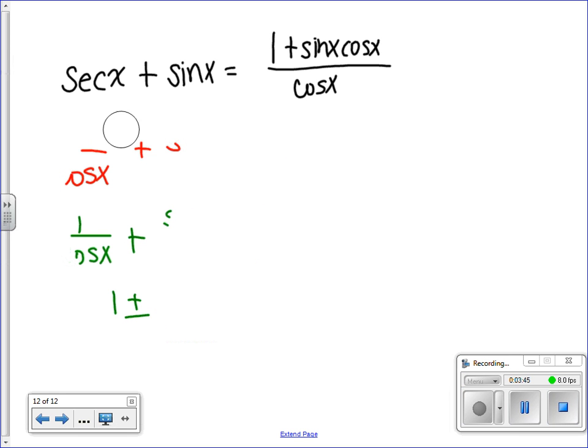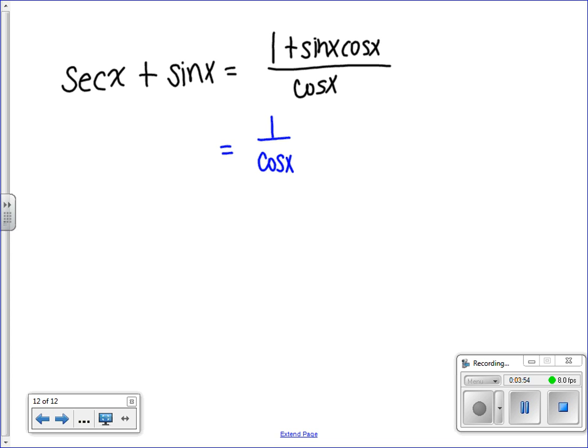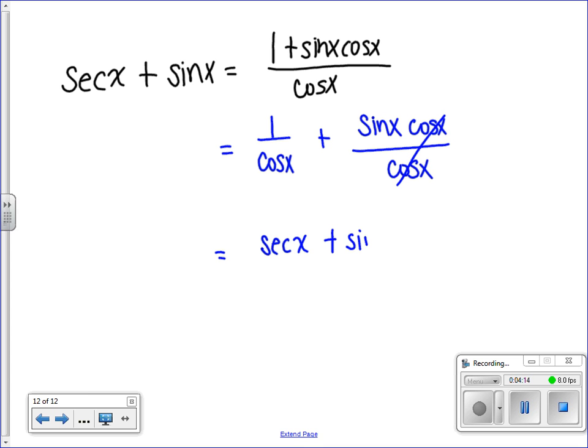And now let's split up this fraction over here. So now I'm going to rewrite this as 1 over cosine of x plus sine x cosine x over cosine of x. See how you can split that up? If you give that denominator to both things, you can split it up. And 1 over cosine is the same thing as secant. And these little puppies cancel out. There you go.